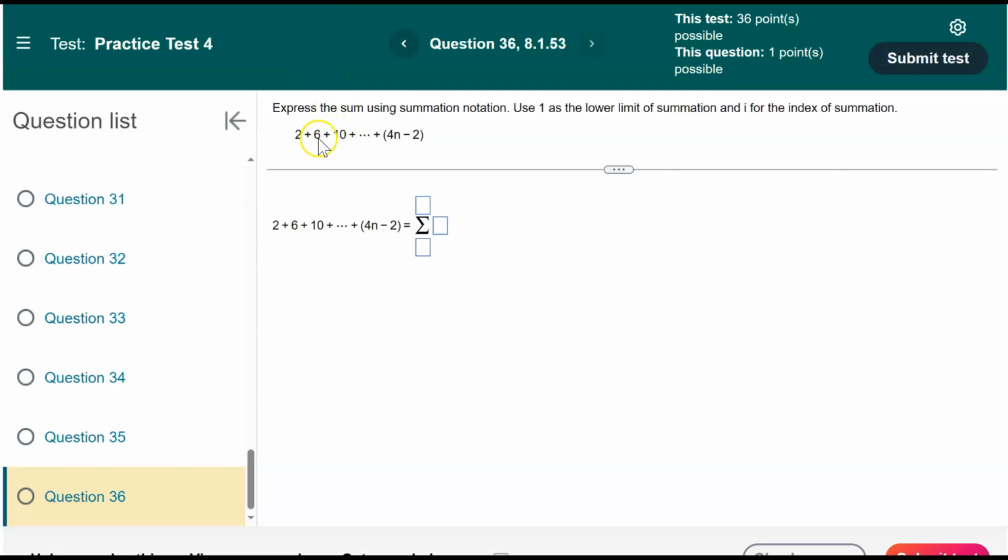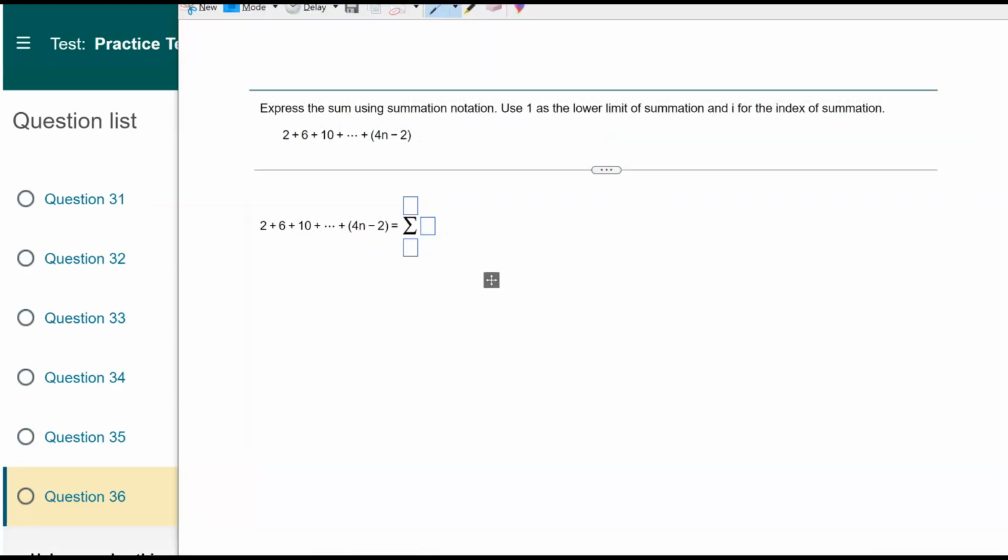So lastly, we have this. We are again to express the sum here using the summation notation, and use 1 as the lower limit of summation. So if you consider this, it is actually changing. So it's 2, and then 6, to 10. But note that here, you are actually given the general form for the nth term of the expression. So the expression here will just be the nth term. And then you just check, right? So we would suspect that the expression here will just be 4n minus 2.